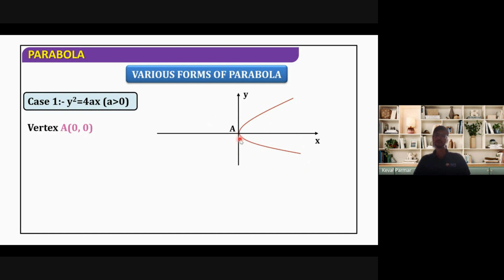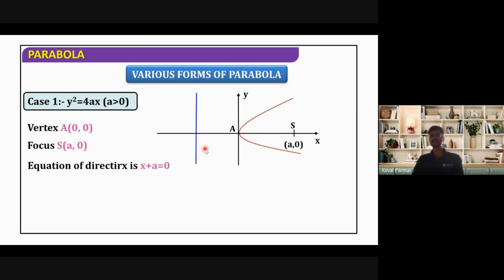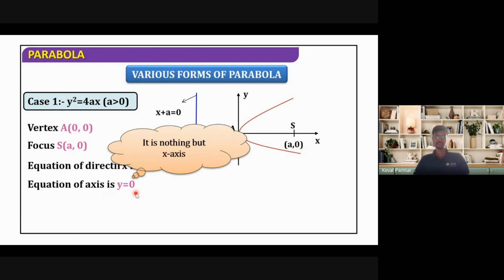Vertex is at 0, 0, as we already know. Focus is at a, 0. Here is the focus. We know the focus lies on the axis, that means here it is the x-axis. Next, the equation of directrix is x plus a equals to 0. Therefore, the equation of the axis will be y equals to 0, which is nothing but the x-axis.